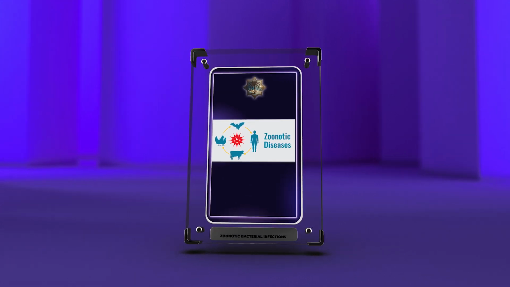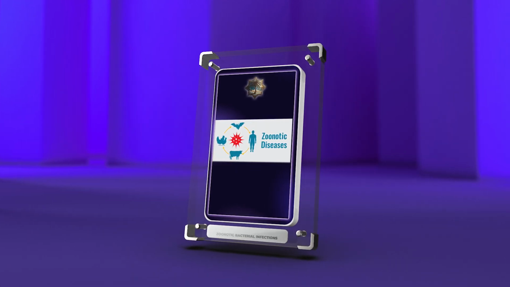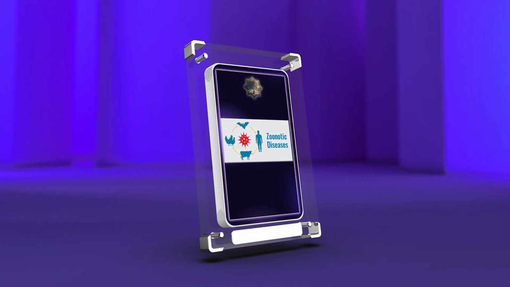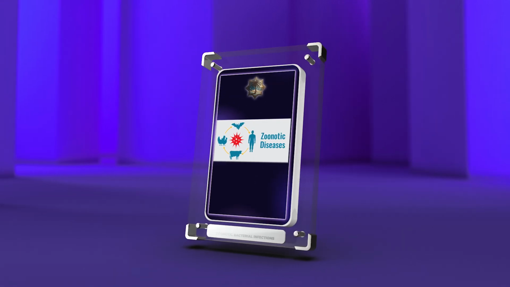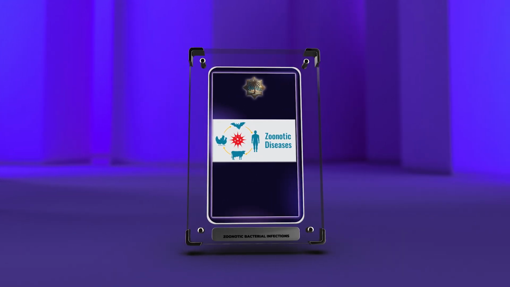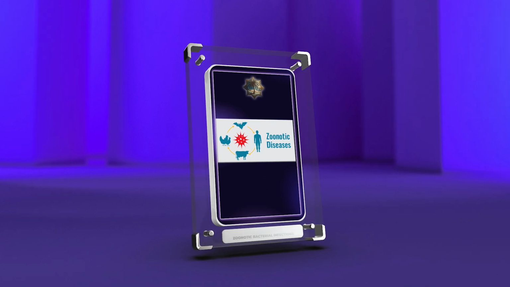Understanding zoonotic bacterial infections is crucial for future medical professionals. By comprehending their complexity, host-pathogen interactions, transmission dynamics, and challenges, we can protect public health and combat these infections effectively.